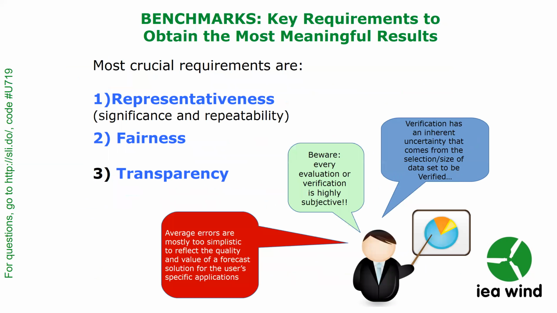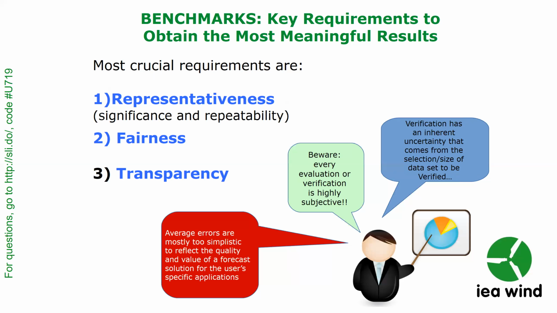So overall, if you look at benchmarks, what is the key to getting the most meaningful results from a benchmarking process? As Jeff mentioned earlier, it's representativeness. Make sure you have a representative sample that you're using. Results are significant, and repeatability is important, so that if you pick forecaster A, that should be a consistent outcome. It shouldn't vary from one data period to another.